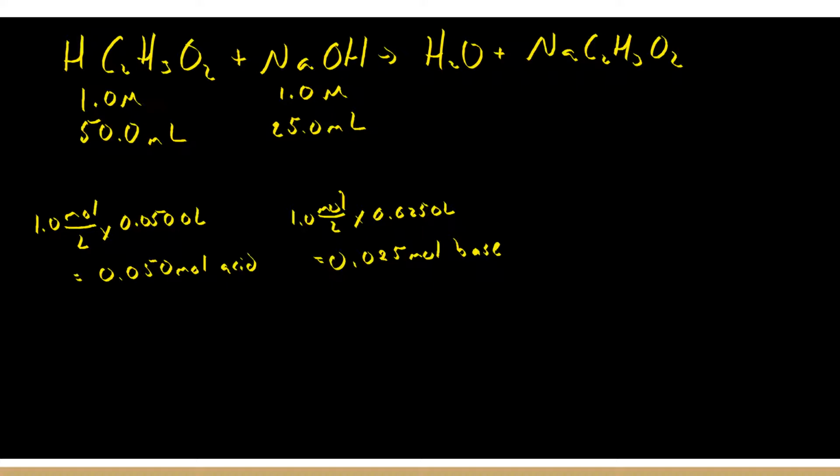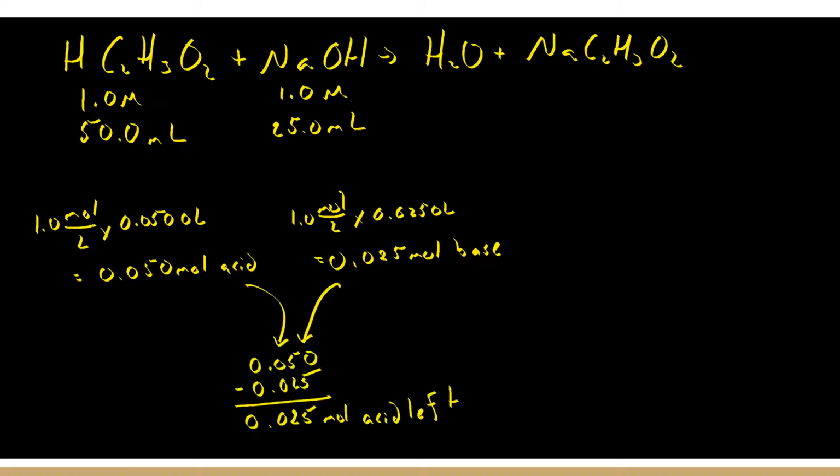Now, in a neutralization reaction, you neutralize some or all of your acid and base. So we have more acid than base. We're going to have some acid left over. So that's 0.050 moles of acid minus 0.025 moles of base, because you have a monoprotic acid and a monohydroxide base. Okay, it's just 1 to 1. That will leave us with 0.025 moles of acid left over.